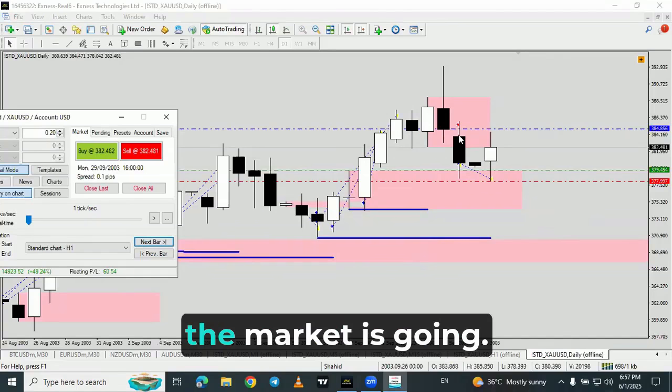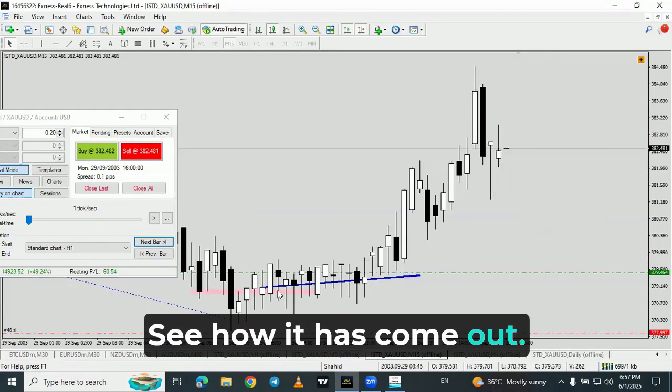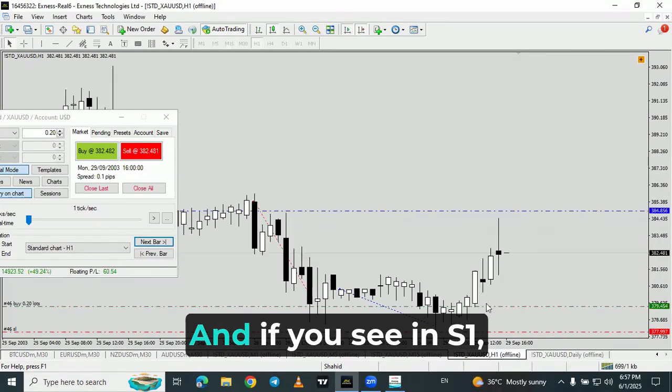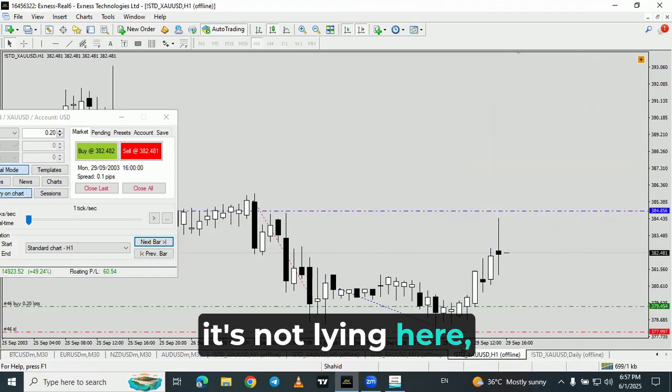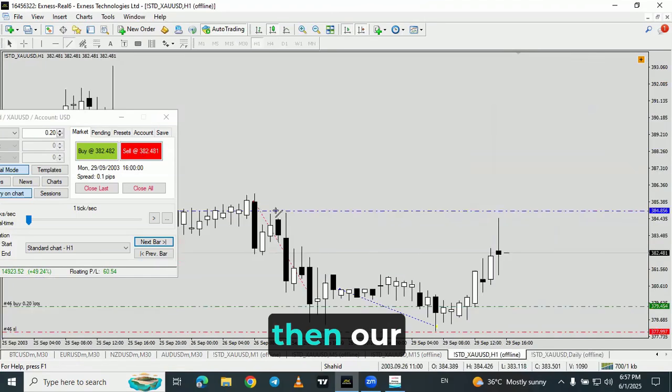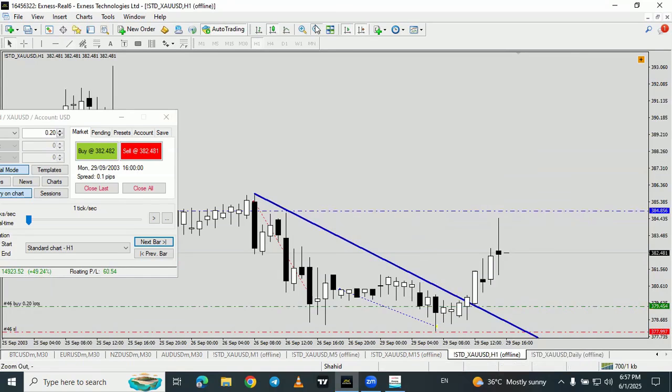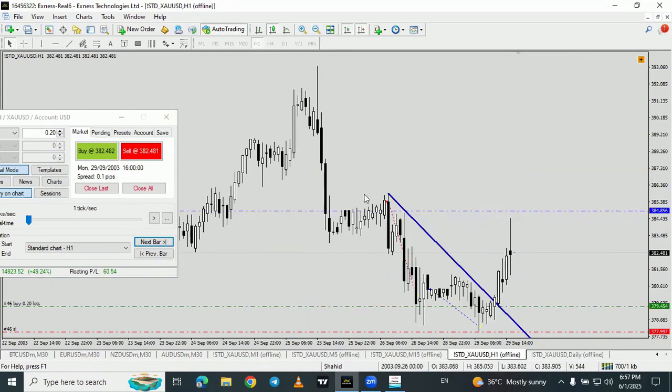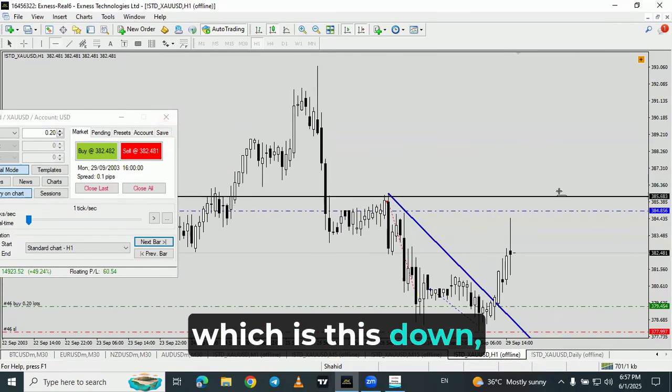After this zone, the market is going. See how it has come out after wrapping it. See the polish. And if you see in S1, it's not lying here. It's all lying here. If it picks this, then our daily one here, which is this down, will make us sell.